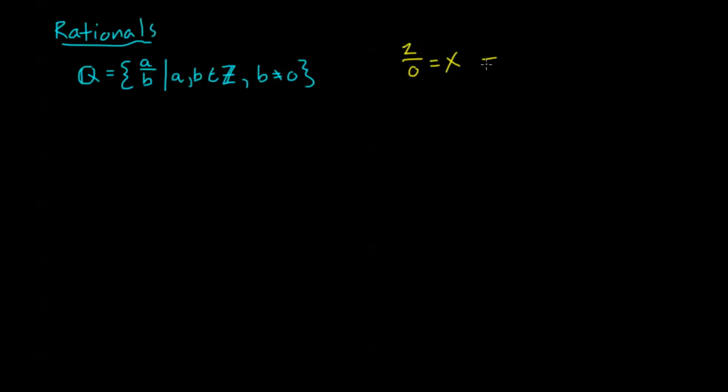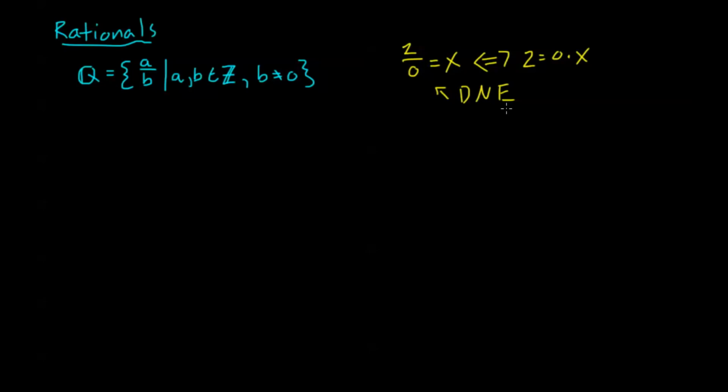What I've written here is the same thing as, or an equivalent statement to, 2 equals 0 times x. Now what number can you think of where if you multiply that number by 0, you get 2? I can't think of a single one. We don't have such a number. Those numbers don't exist. So this is undefined, or we write DNE, does not exist.